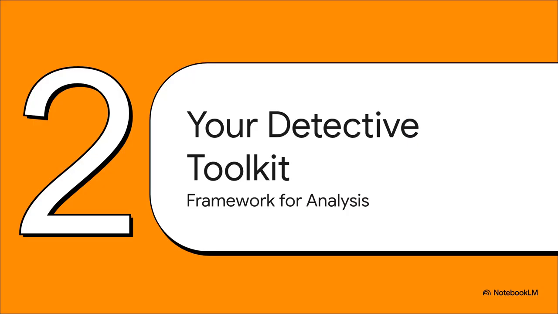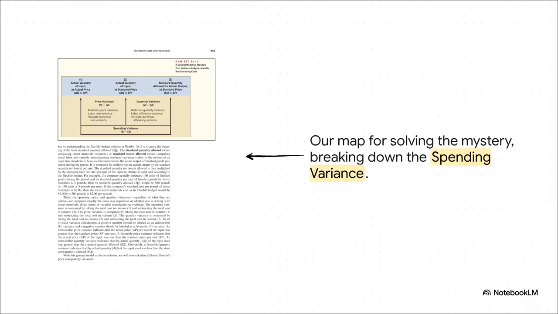To get to the bottom of this, every good cost detective needs a toolkit. You know, you can't solve a case with just one clue. We need a solid framework to break this problem down into manageable leads that we can actually follow. And here is our secret weapon. Our strategy is to divide and conquer. We take that big, confusing spending variance, and we split it. We break it down into two totally separate investigations.